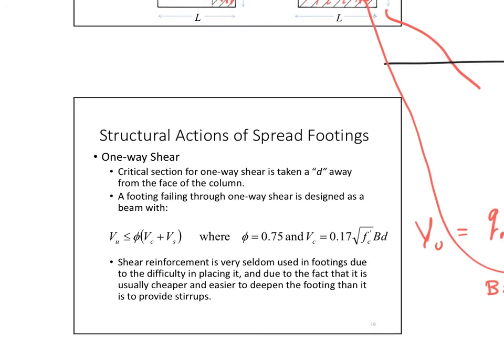Now, one-way shear, V ultimate must be less than or equal to phi Vn. We said very rarely that we have shear reinforcement in footing. Does it happen? Yes. Sometimes we do it in bridges or heavy structures, but normally we don't do it. And then phi equals 0.75, Vc equals this. As we said, it's rare to have shear reinforcement.